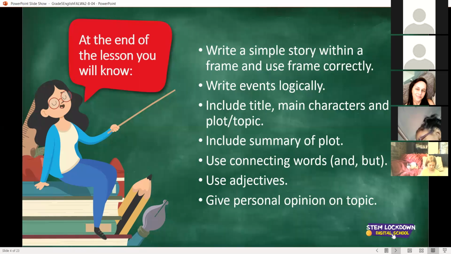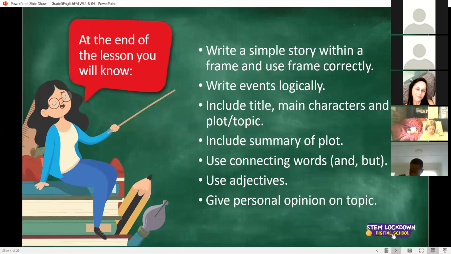Now, a frame, I will explain to you this way. You get stories, you get letters, you get postcards. There are different ways to write. Now, a story has a different frame than other ways of writing. Okay, we write a story with a title, with paragraphs, and that is why we approach it a bit differently. Okay, we write events logically. So we're going to write them so that they make sense and they happen in order. We include a title, main characters, and the plot or the topic. We include a summary of the plot. That goes right at the end where we finish off the story. We use connecting words, and our connecting words we're going to use today are and, or, but.